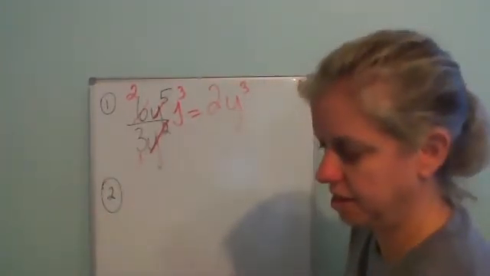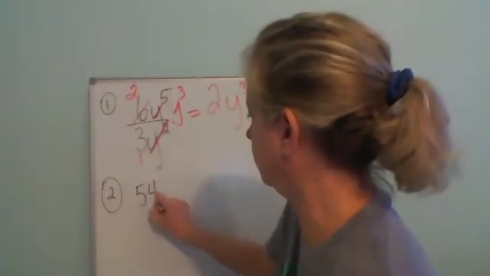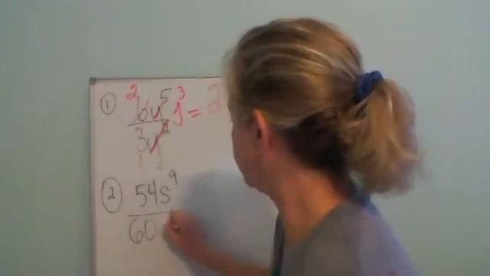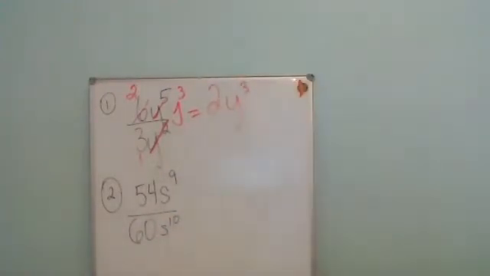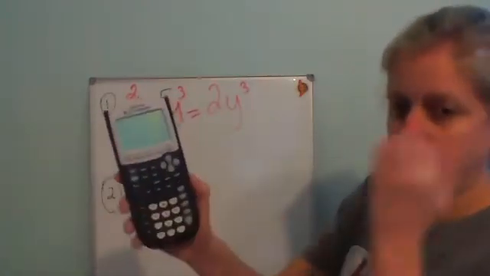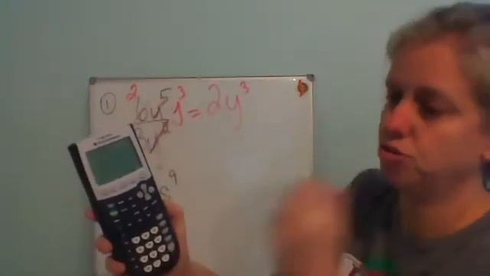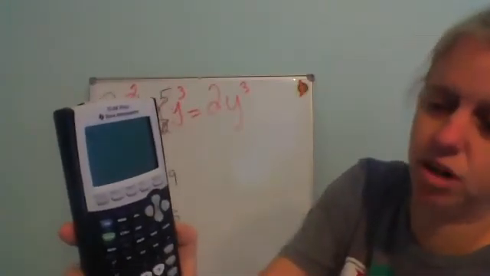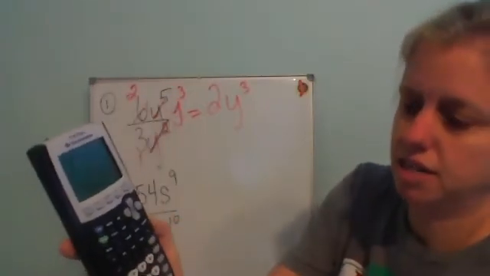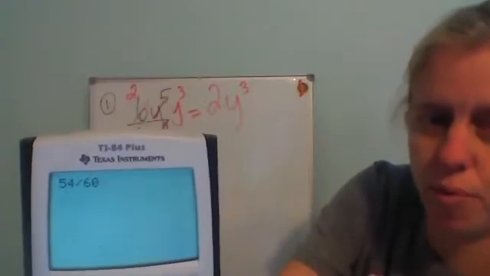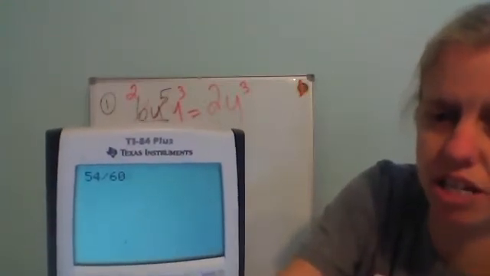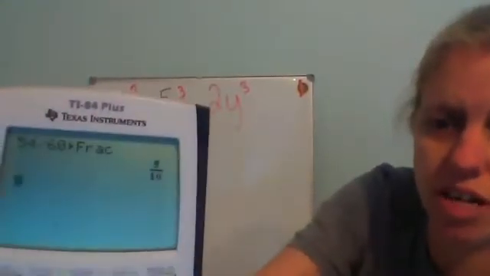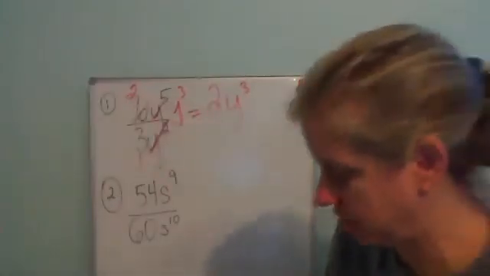You've got 54 s to the 9th over 60 s to the 10th. Now, if you'll remember, what we learned in class is if we aren't comfortable with reducing our fractions, that number part, I have 54 over 60. So remember what you can do with that. After you have the fraction that you're trying to reduce in the calculator, you can hit the math enter button. And once you hit math enter, it'll reduce your fraction. So that one will reduce to 9 over 10.